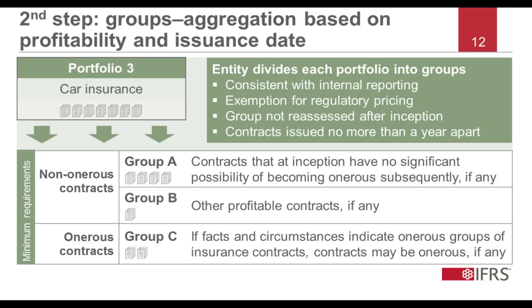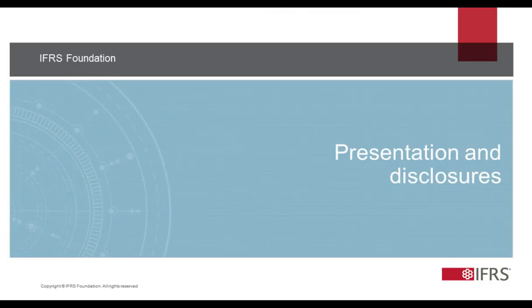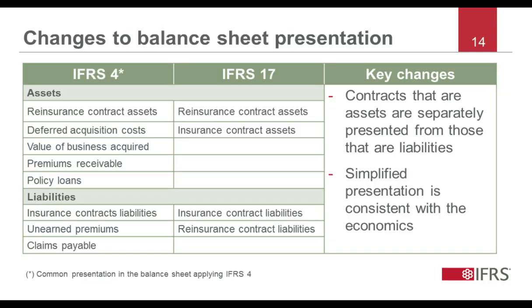Now, let's consider the presentation and disclosure requirements. And let's start with the main changes introduced to the balance sheet by introducing IFRS 17. Based on existing practice, typically a group of insurance contracts would be presented using separate line items on the balance sheet in both the asset and liability section of the balance sheet.